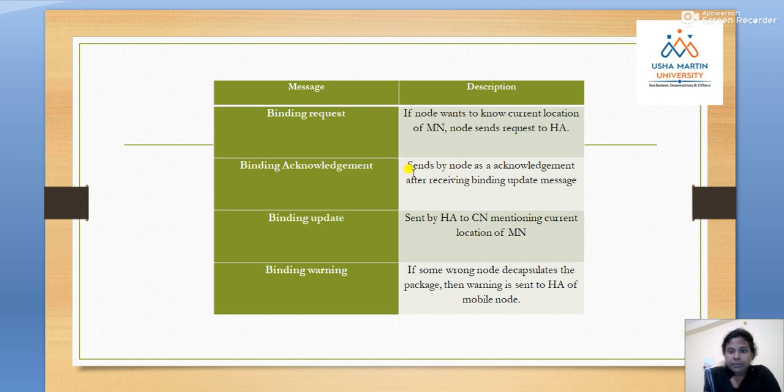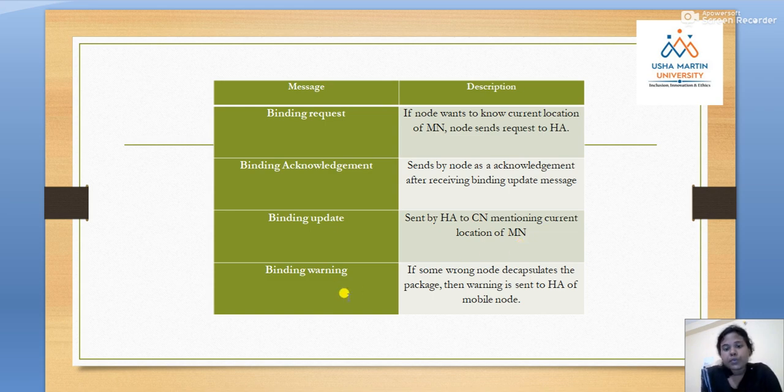Then the binding acknowledgement is sent by the node as an acknowledgement after receiving the binding update message. After the corresponding node sends a request, obviously an acknowledgement will also come from the home network, through the home agent, to the corresponding node. Okay, then the binding acknowledgement. And the next process is binding update. The update message will be sent by the home agent to the corresponding node, mentioning the current location of the mobile node, where it is actually present. Okay, that is the binding update message.